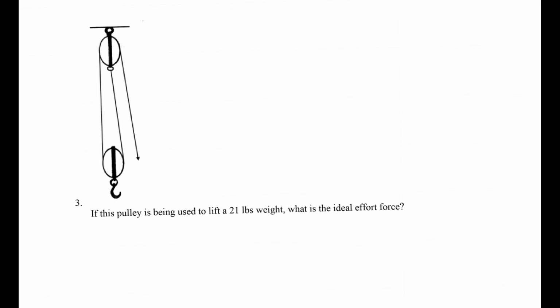Okay, number 3 says, if the pulley is being used to lift a 21-pound weight, what is the ideal effort force? All right. First thing we need to figure out for this one is what is the ideal mechanical advantage of this pulley system? 2. So we've got 1, 2 that are not being pulled down, or that are going against the weight being pulled up. So our IMA is 2. And we're looking for the ideal effort force.